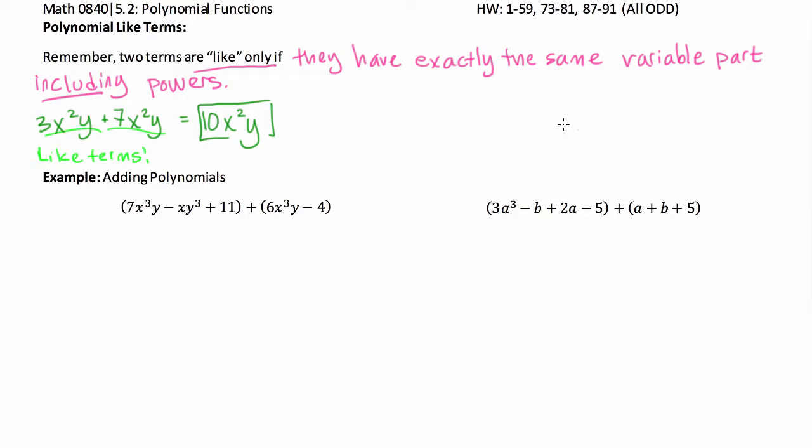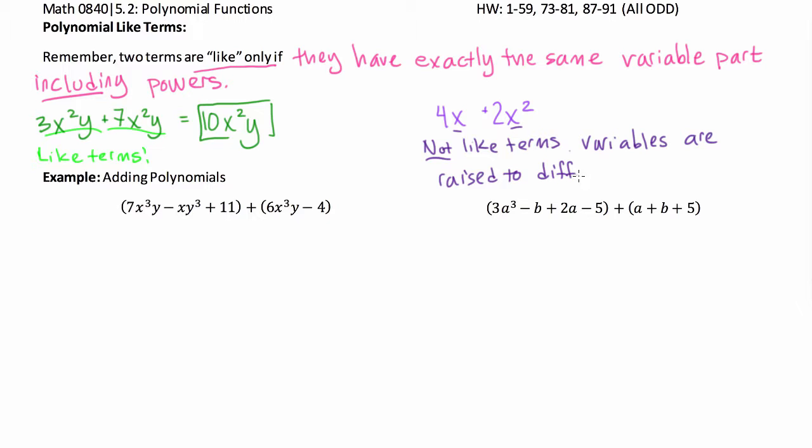Whereas here, if I have like 4x plus 2x squared, these are not like terms. They look really similar, but they're not quite the same. Not like terms. And the reason they're not like terms is because even though the variable is the same, this x is squared and this one isn't. So the variables are raised to different powers.